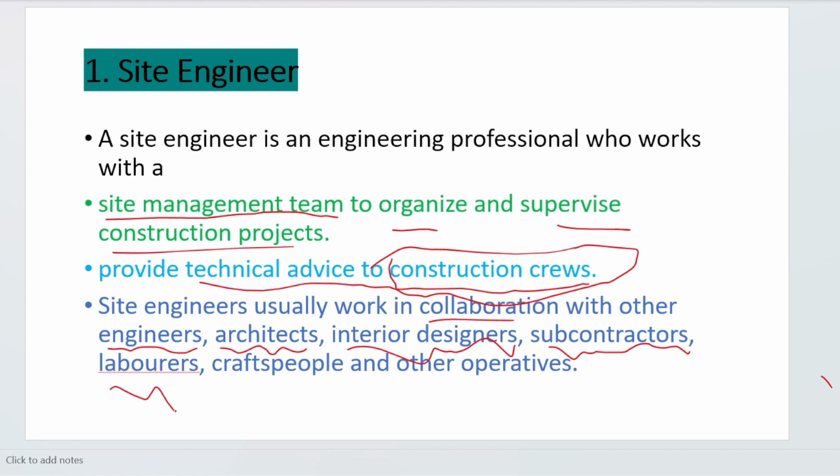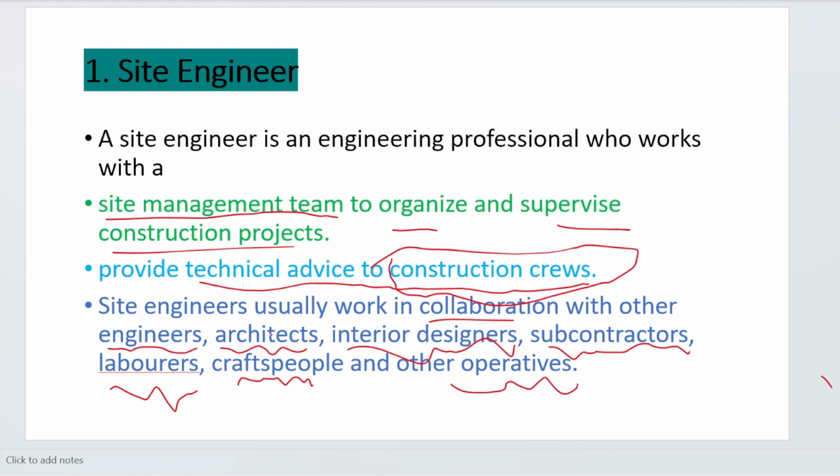And of course laborers, as I told you about, the craftspeople, who are mostly skilled people, and other operatives, other professionals who are involved in the construction process. Okay, keep these three things in mind.